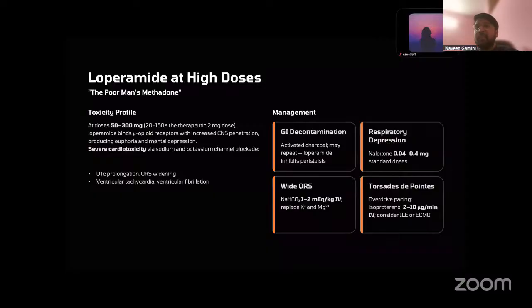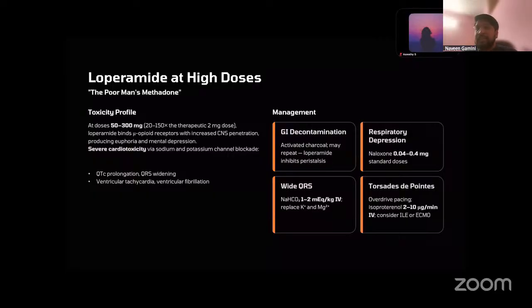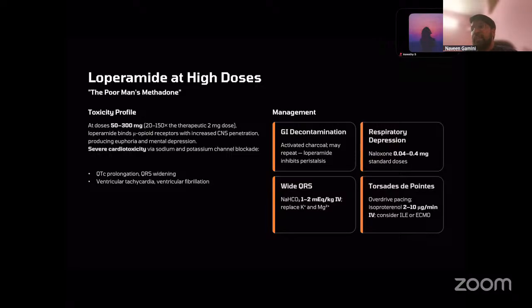The management, as previously said, is first GI decontamination with activated charcoal. We can even repeat doses of activated charcoal because loperamide inhibits peristalsis and it will take a longer time for absorption. If the patient presents with respiratory depression, then naloxone can be used. If the patient has cardiac toxicity, then sodium bicarbonate 1 to 2 milliequivalents per kg IV has to be used along with replacing the electrolytes. Whenever you see a wide QRS, always correct the electrolytes first. If there is torsades de pointes, then we can do pacing or isoproterenol 2 to 10 micrograms per minute IV. We can also consider ECMO as treatment.